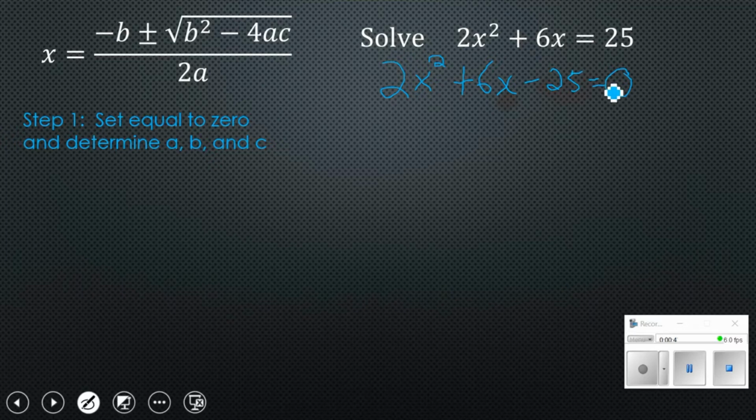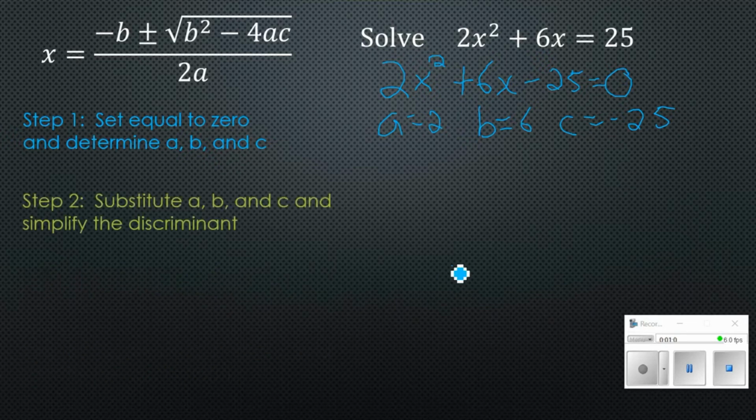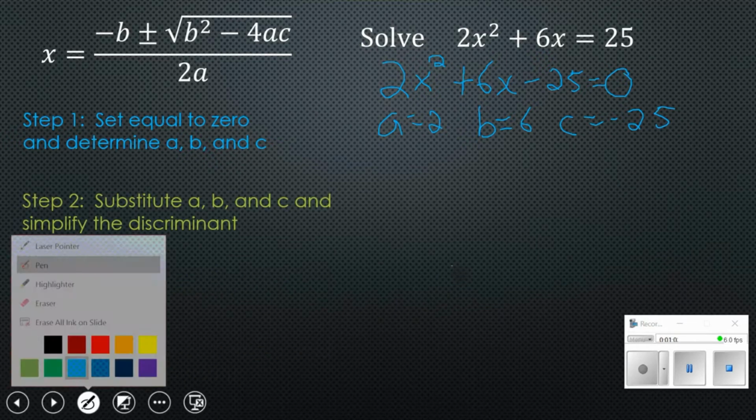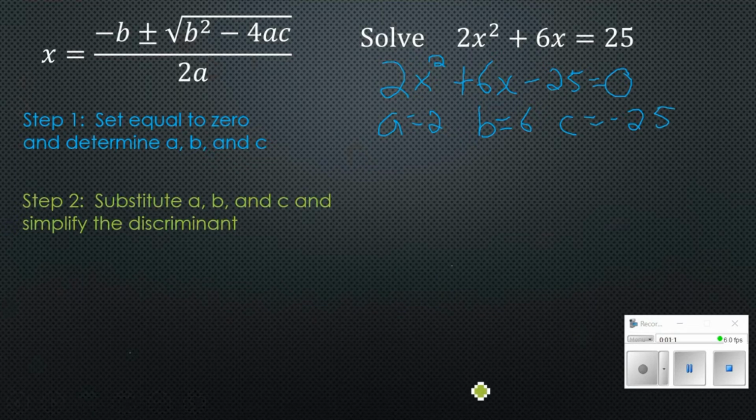And again, we're going to find our a, b, and c. A is 2, b is 6, and c is negative 25. And we're going to use those in our next step here. Okay, fantastic. So our next step is to substitute a, b, and c and simplify the discriminant. So we're going to substitute them into our formula up here. Our substitution looks like this.